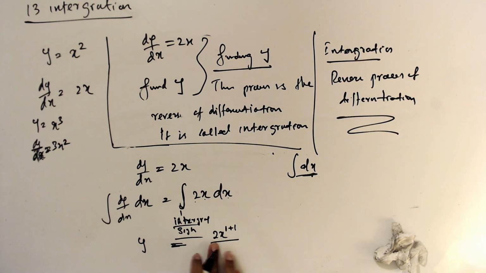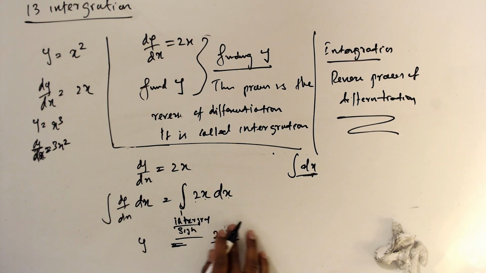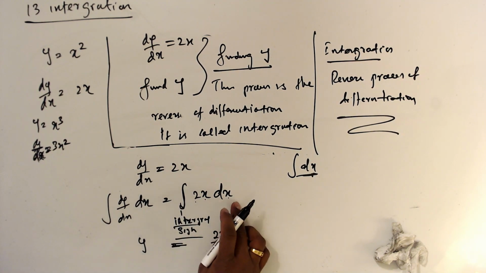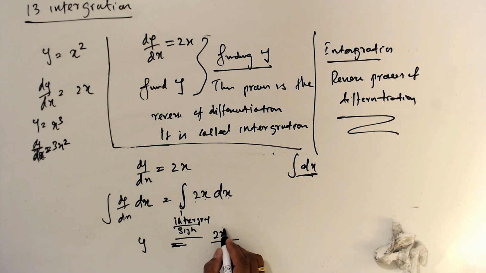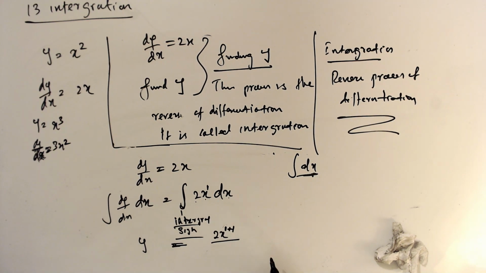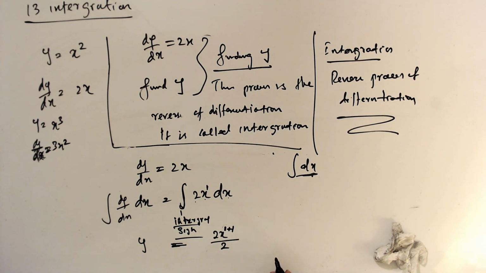Or let me tell it like this. We want to integrate 2x dx. This is power 1, so you have to add 1 to the power and then divide by this power, 1 plus 1, 2. Now what is the answer? The 2s cancel out, and the answer is going to be x square. And we put a constant as well. I will tell you why next time.